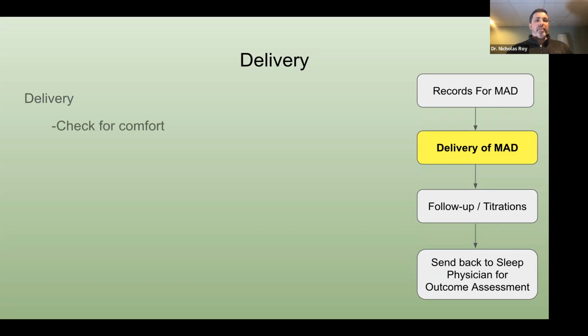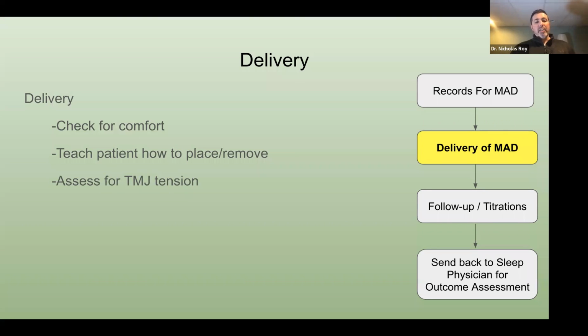All right, so the appliance comes back and you're going to deliver this. You're going to check for comfort. You're going to teach the patient how to place and remove. You're going to assess for TMJ tension. If you use the George gauge, this is relevant. If you use the phonetic bite, it's irrelevant. Reason being, when we speak, our mandible isn't far forward and it doesn't put stress on the joint.